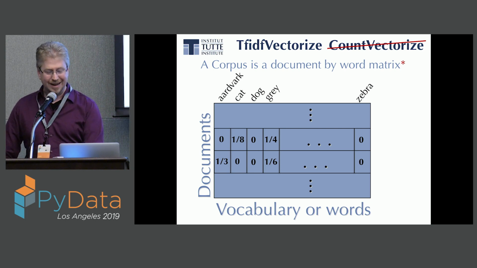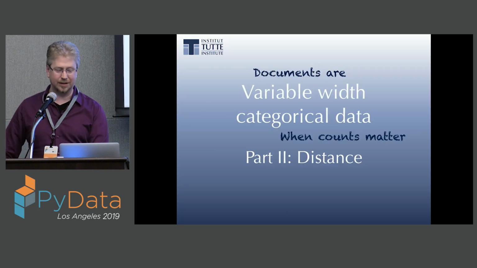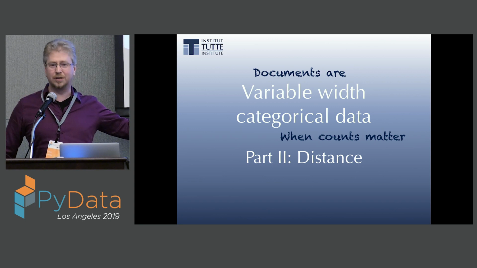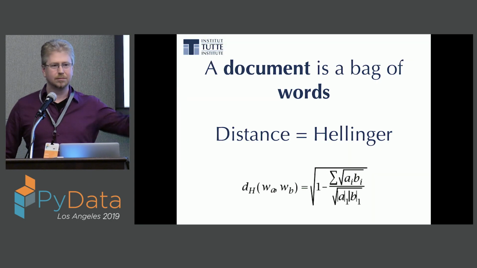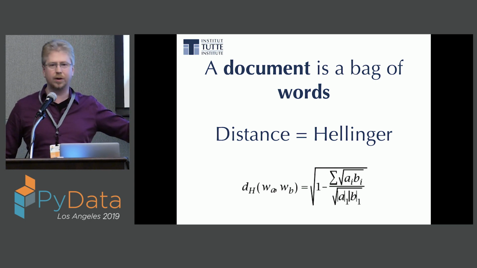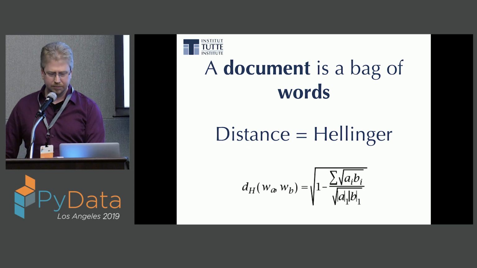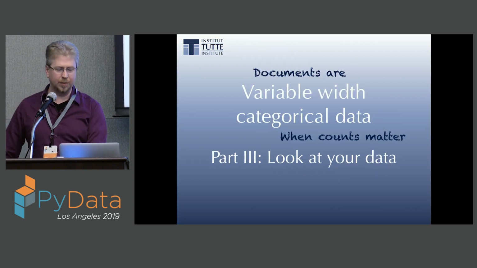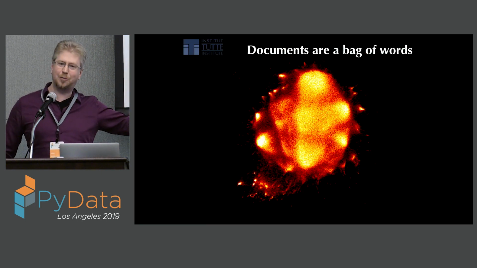Okay, now we need a distance measure, but I think everyone knows the punchline. I've got a multinomial when counts matter. Well, that document is a bag of words, distance is Hellinger. Everything I just did previously applies here. All of the theory is the same. We have an embedding of documents. Documents are variable width categorical data where counts matter. We look at our data, we get that explosive picture we had previously.